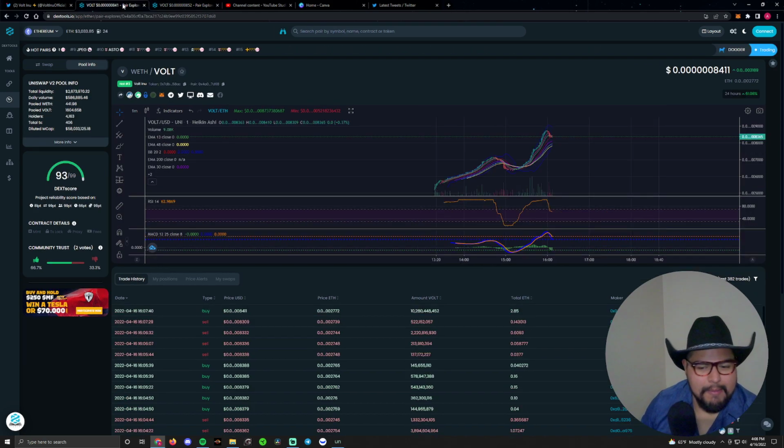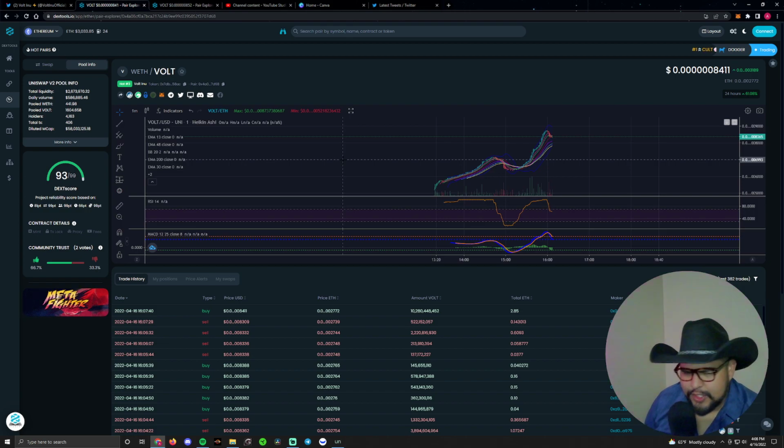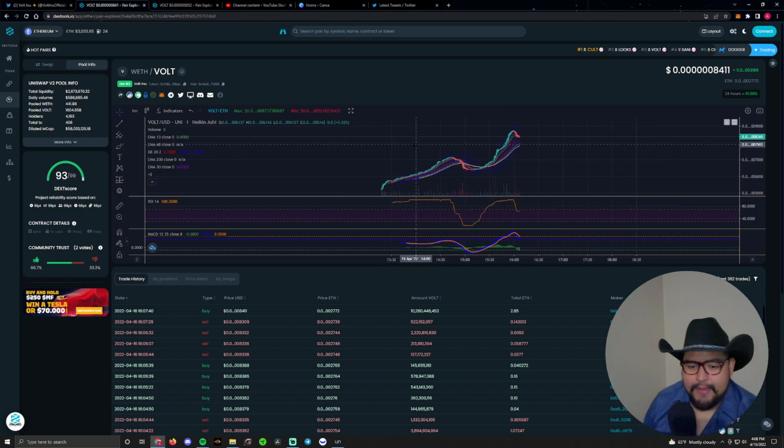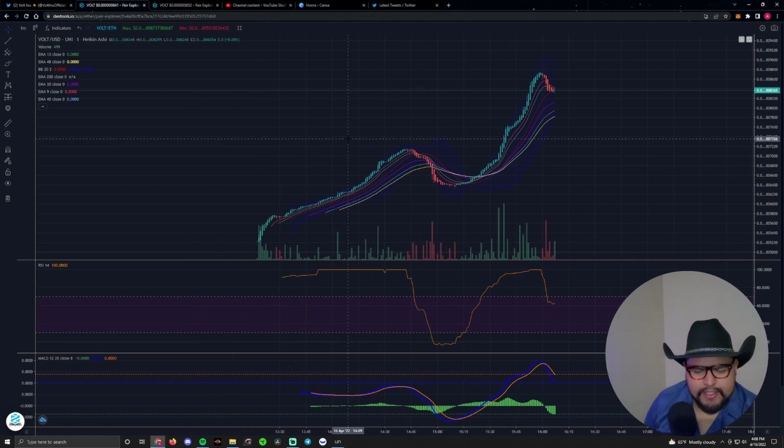Everrise, I've used their platform before for the Inuyasha V2, so I'm a fan of their platform. It works very smoothly. I don't think I paid very many fees, but obviously that's not really on them. It's more dependent on the network traffic. But yeah, that chart is looking beautiful, guys. Get you some Volts, if you like the project and you like what they have going on, of course.